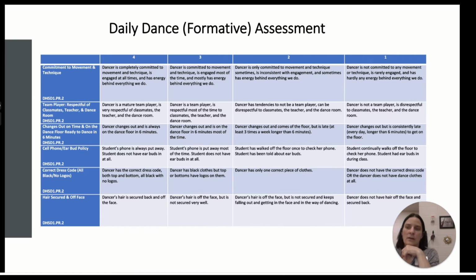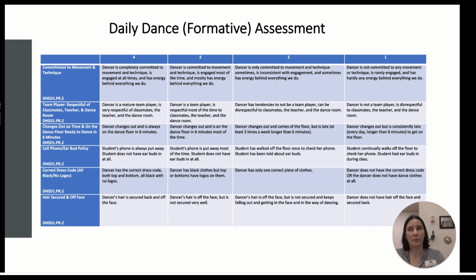So I'll read down. So I've got commitment to the movement and technique. So that's, is the dancer completely committed? Are they engaged? Is there energy behind the movement? And then to the opposite end of that, the dancer isn't committed and there's no energy and there's no engagement. Team player, respect for classmates, respect for the teacher and the dance room. So the dancer, that number 4 would be dancer is mature team player, is very respectful of classmates and the teacher and the dance room. And then the opposite would be not a team player, disrespectful.